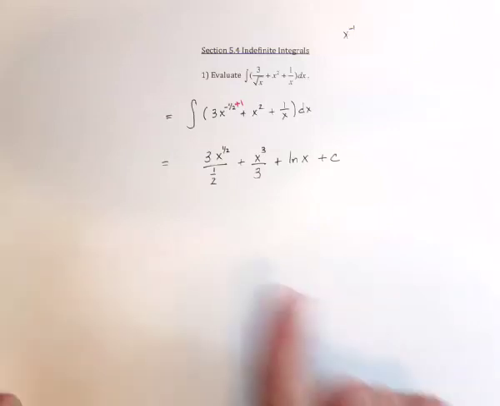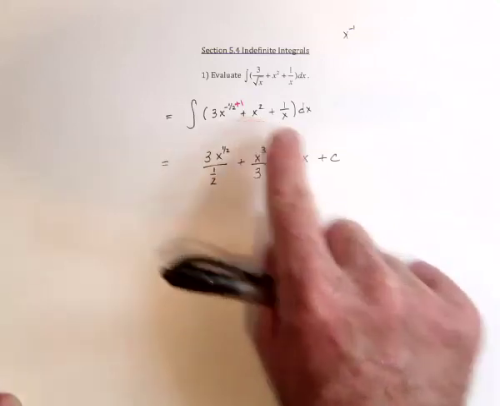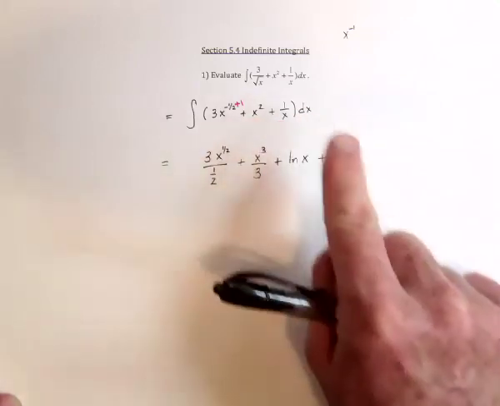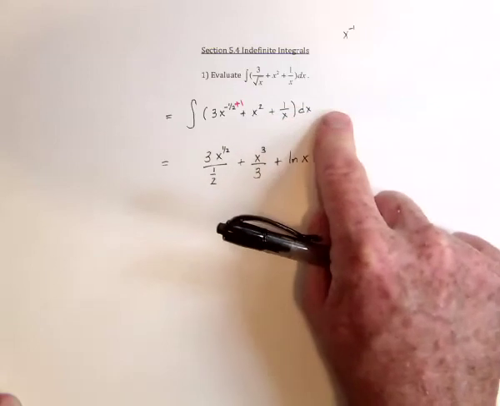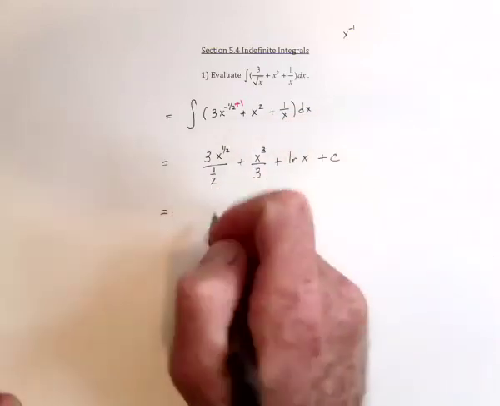So to check your answer, take the derivative of this, it will become that. Take the derivative of this, it will become that. Take the derivative of this, it will become that. And the derivative of a constant is 0. So we don't know what this constant is, but it's there.